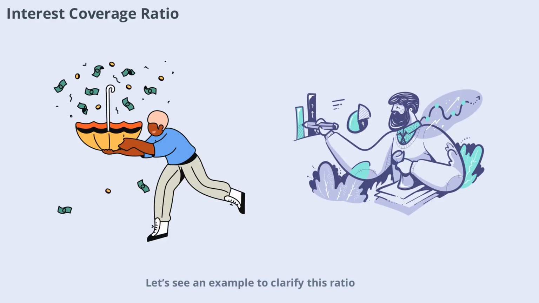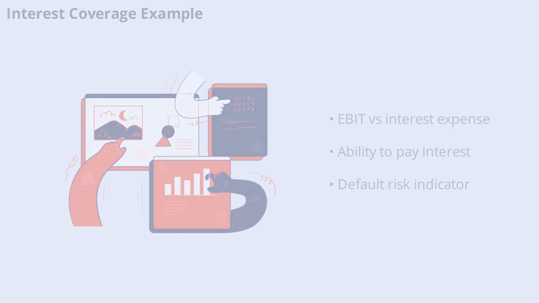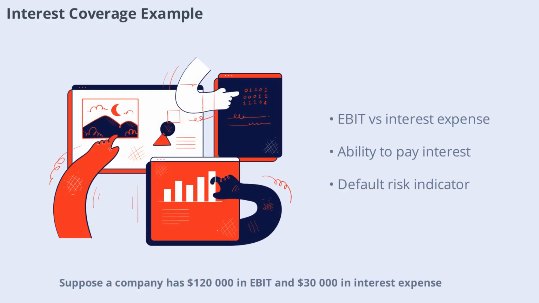Let's see an example to clarify this ratio. Suppose a company has $120,000 in EBIT and $30,000 in interest expense. The interest coverage ratio would be 4. This means the company earns 4 times its interest payments, which is generally considered safe. If the ratio drops below 2, lenders may become concerned about the company's ability to meet its obligations.